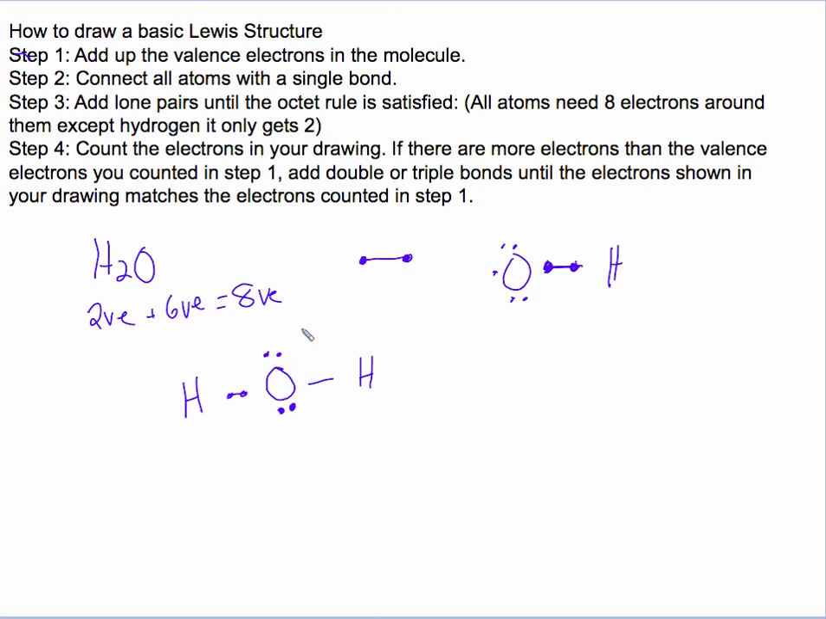Step 4, we're going to count the electrons in our drawing. So we have 2, 4, 6, 8, and we see that it matches what we started with at the beginning. Our drawing matches the electrons that we counted in step 1. When you've done that, that means you're good. You don't need to do anything else. This one's okay.